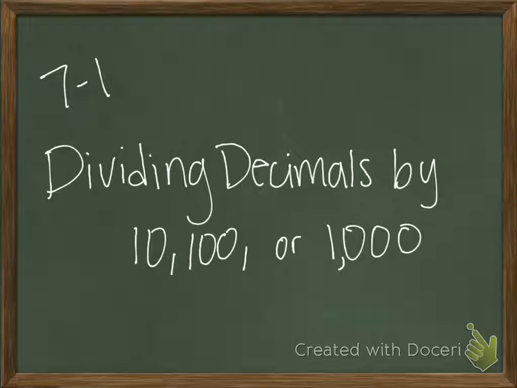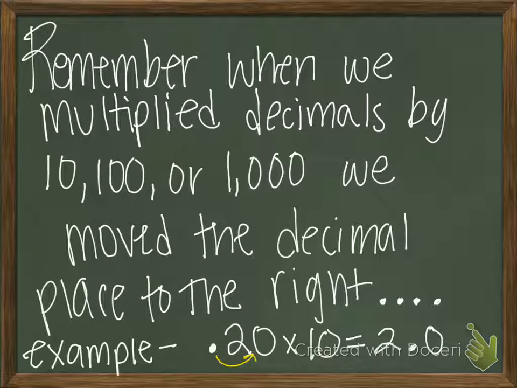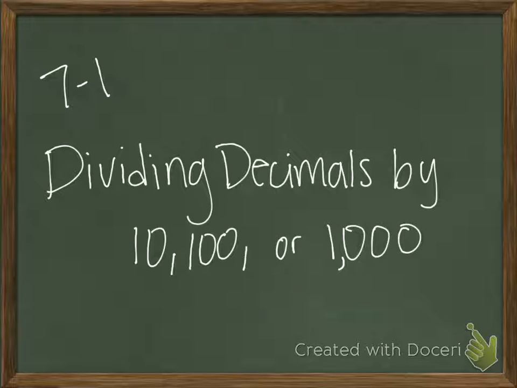Today we will be working on 7-1, dividing decimals by 10, 100, or 1000. So, you have already found patterns when you multiply decimals by multiples of 10 or 100, and today you're going to find patterns when dividing decimals by 10, 100, and 1000.